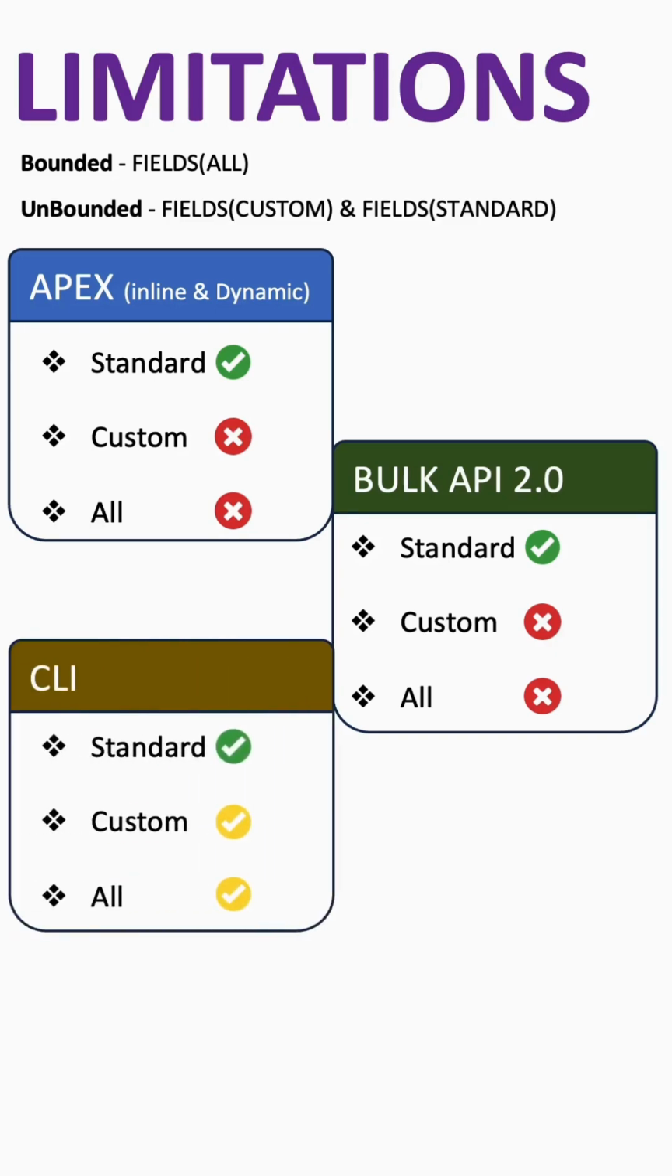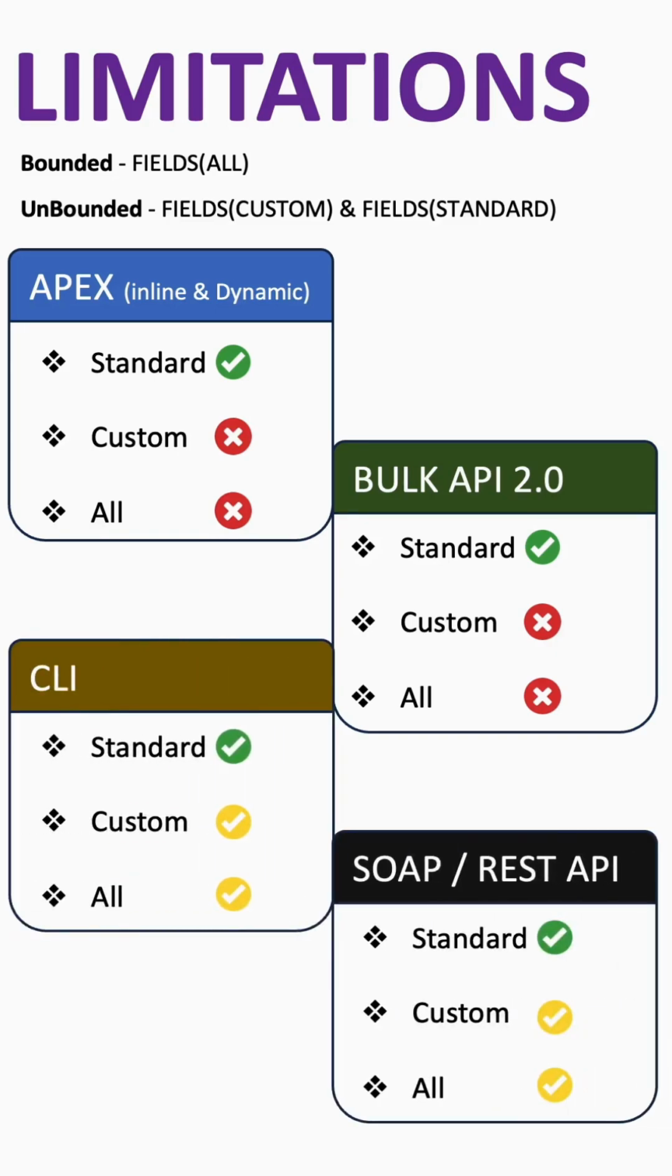Whereas in case of CLI and SOAP API or REST API, you can use the standard keyword. However, there are limitations to using the custom and all keyword. When using the custom and all keyword, you would have to use it with the limit option, and the maximum limit that you can query at one shot is 200.